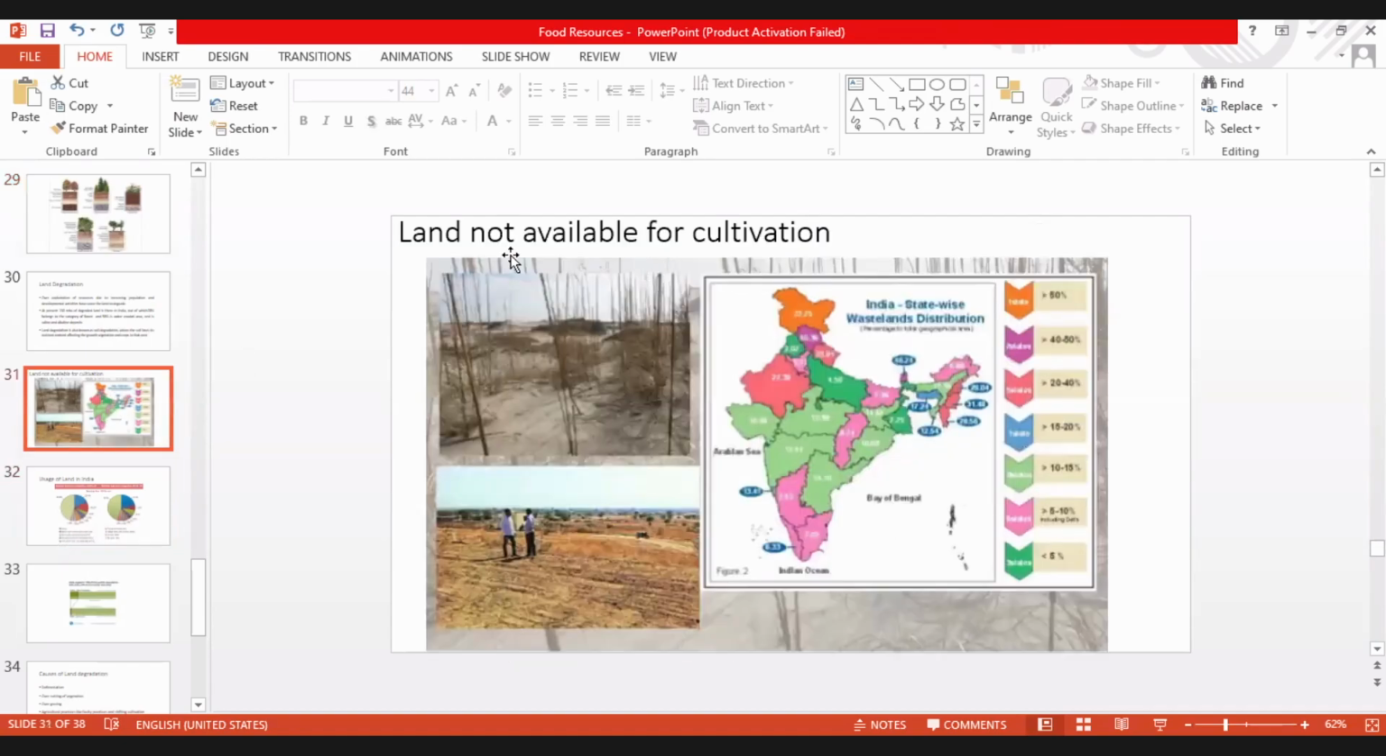Then we have land not available for cultivation in India. This particular map has been taken from internet sources. I'll add the source. This map clearly gives you statistics कि यहाँ पे इंडिया में कितना % of land is turned into wasteland or is a wasteland. When we talk about Uttar Pradesh, it's 4.54. But when we talk about Jammu and Kashmir, it's 72.25%. So this way we can have a look at the graph and the statistics कि कितना land degradation है.